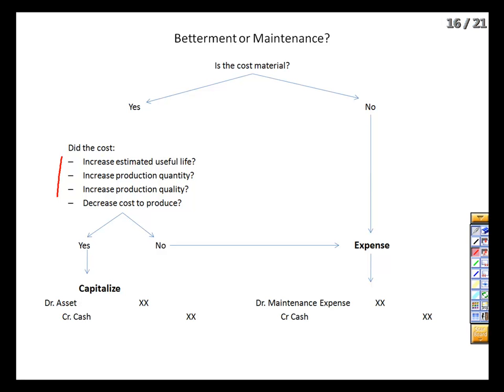In each of these cases, the original logic behind capitalization still stands. We're going to be benefiting from this cost for multiple periods. We should capitalize. If this is the case, then we will account for this the same way we booked the original asset, recording this journal entry right down here, debit to asset and credit to cash. If, on the other hand, the expenditure doesn't meet one of those 4 criteria, then we say this is just routine maintenance, and we expense it in the current period's income statement.